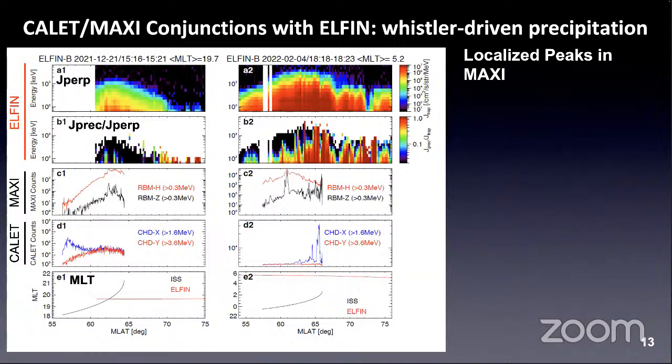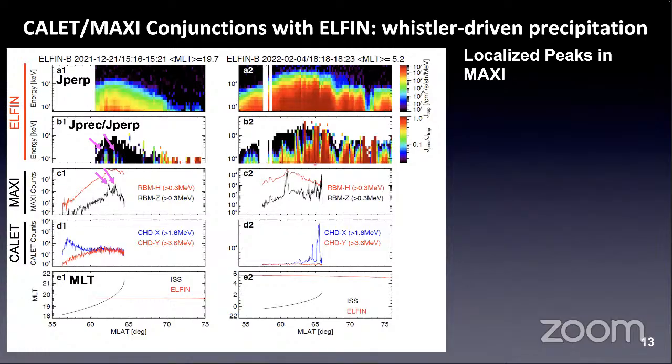From this, we can see that ALPHA was able to capture this bursty precipitation during the first event on the left, at roughly the same magnetic latitude. MAXI also captured this in the precipitating channel, or Z channel, as localized peaks in the greater than 300 keV channel, which is very consistent with the weak precipitation that we see at ALPHA.